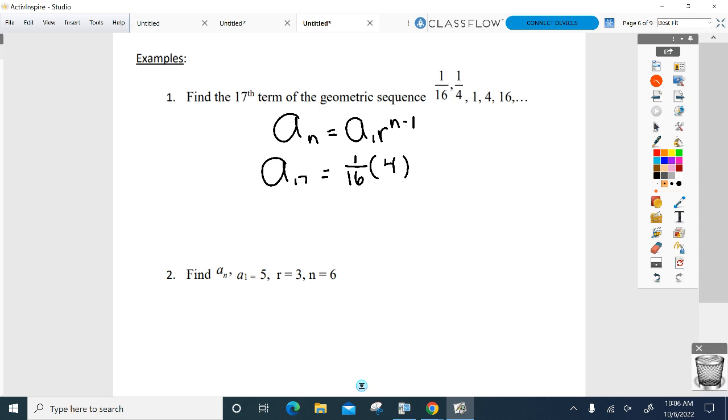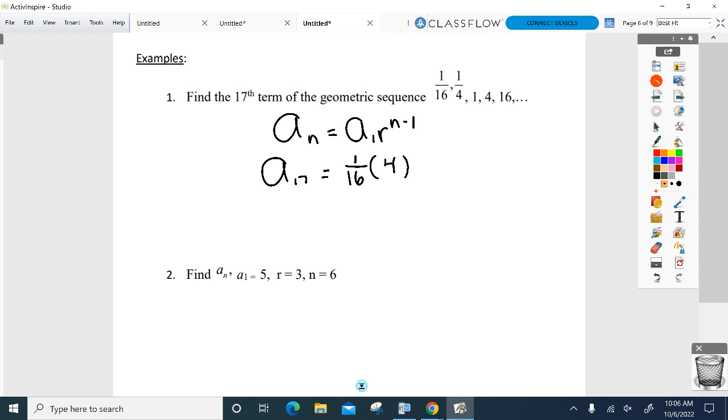This was an easy one to find because it's like, oh, 4 times 4 gives me 16. But what if you're looking at a sequence and you're like, I have no idea what I'm multiplying by. I know it's geometric, no idea what I'm multiplying by. Here's a trick. Use it anytime you need it. How do you figure out what you're multiplying by?